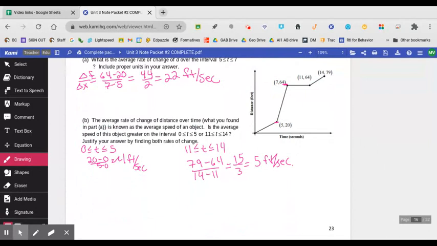So my speed from 0 to 5 is 4 feet per second. My speed from 11 to 14 is 5 feet per second. Therefore, in this 11 to 14 time period, they're going faster.